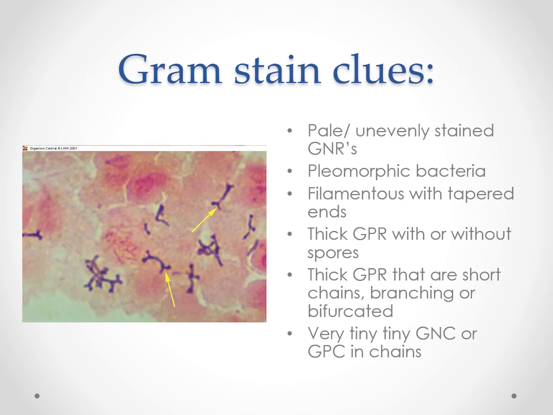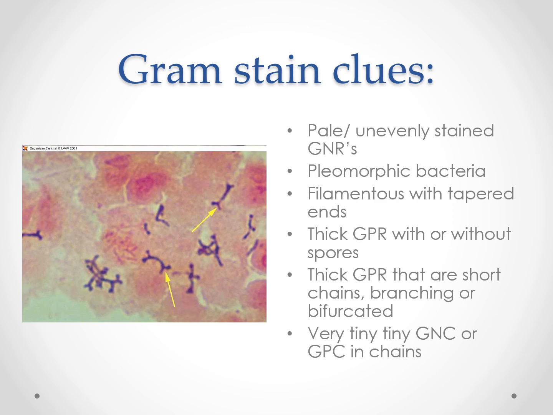Some of the most interesting gram stains are anaerobes, and there's several clues that you're probably going to be dealing with an anaerobe on the gram stain. Okay, so if visualizing the gram stain demonstrates pale or unevenly stained gram-negative rods, you could be dealing with a Clostridium. If you have pleomorphic bacteria or pleomorphic gram-negative rods, you could be dealing with the Prevotella.